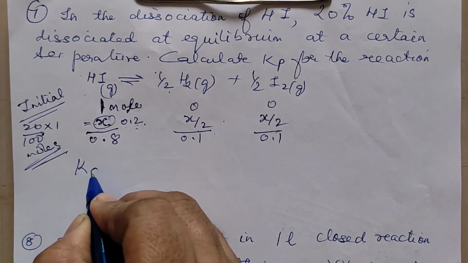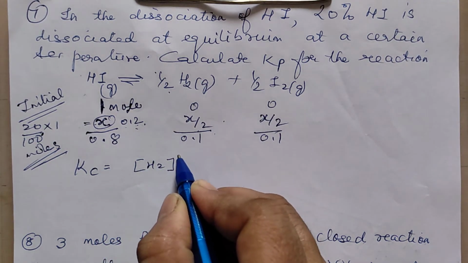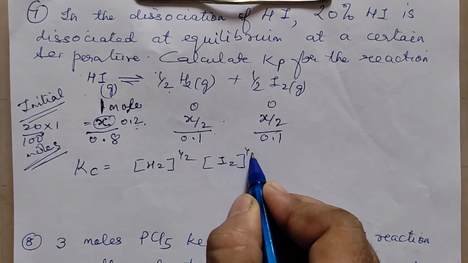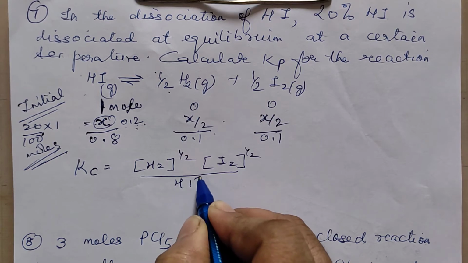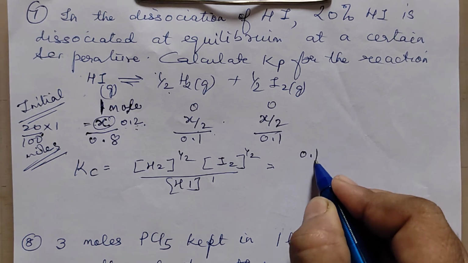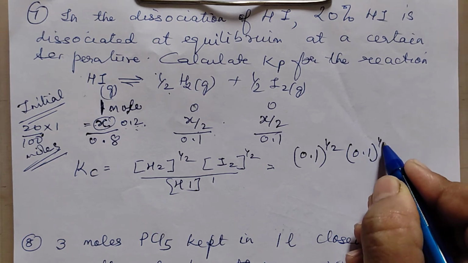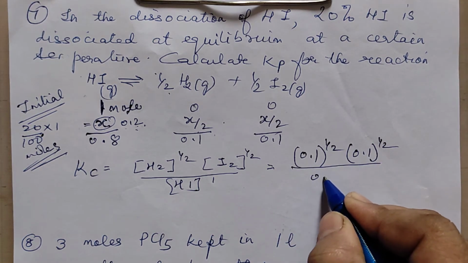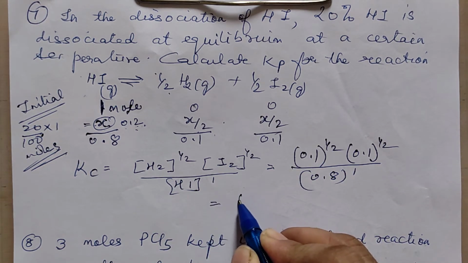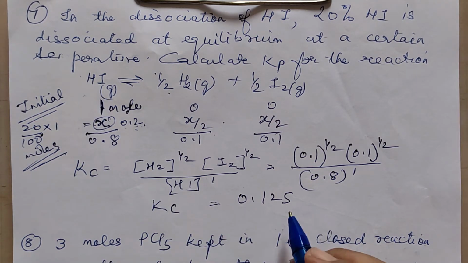We can calculate Kc. Kc is equal to concentration of H2 to the power half into concentration of I2 to the power half by concentration of HI to the power 1. So that's it. Now we can put the value: 0.1 to the power half multiplied by 0.1 to the power half divided by 0.8 to the power 1. And if you solve this, it comes out to be 0.125 Kc. What will be the unit for this?